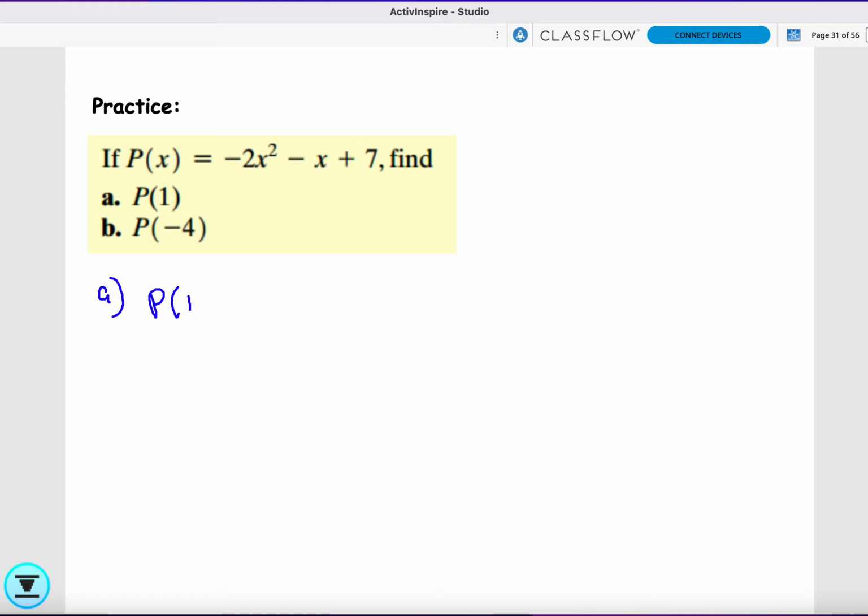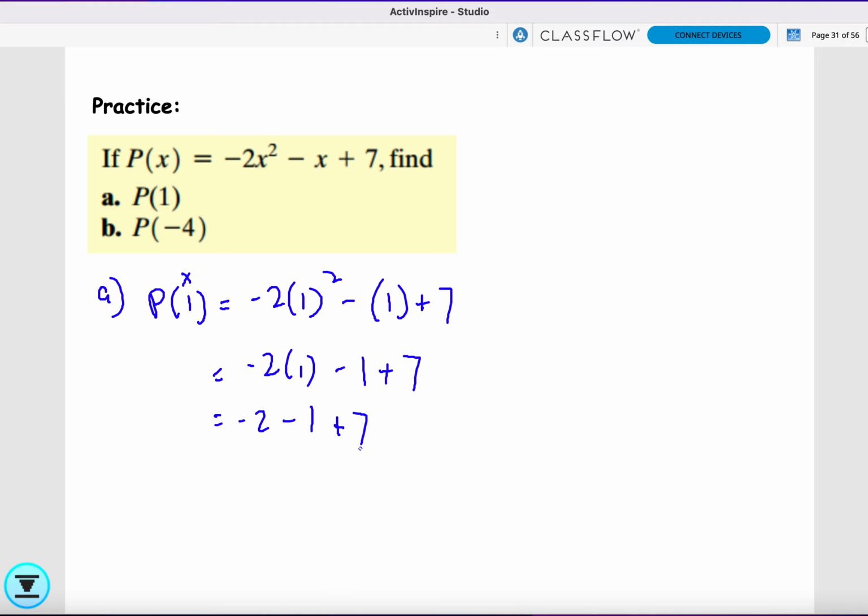So P of 1. So x is replaced by 1. So it'll be negative 2 parentheses 1 squared minus parentheses 1 plus 7. 1 squared is just 1, so it'll be negative 2 times 1 minus 1 plus 7, which is just negative 2 minus 1 plus 7, which is negative 3 plus 7, which is just positive 4.